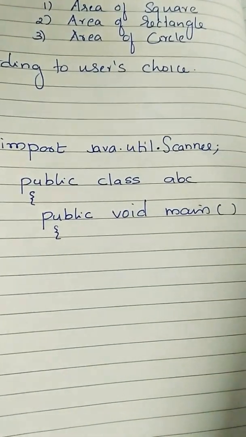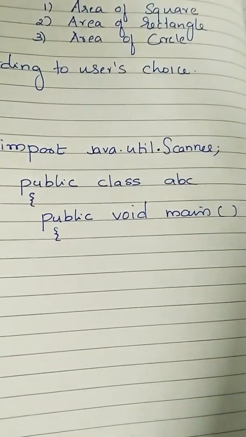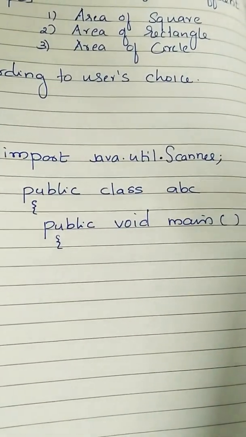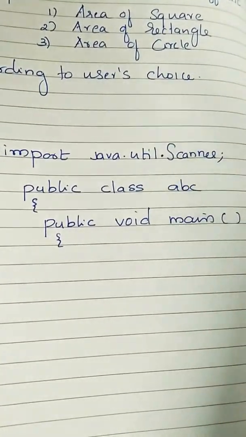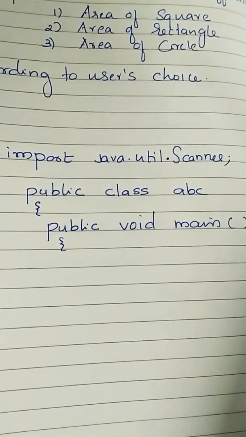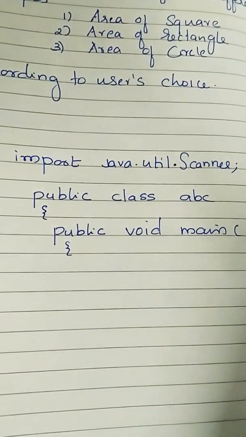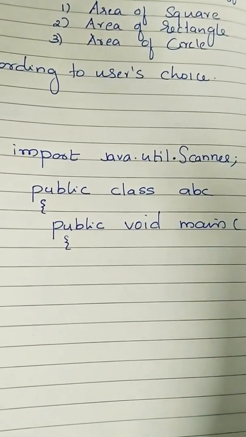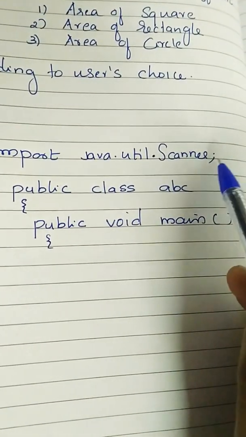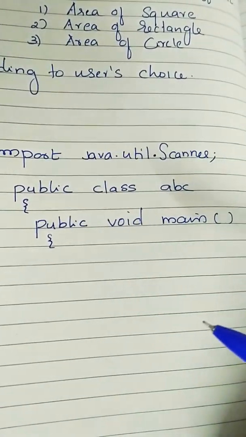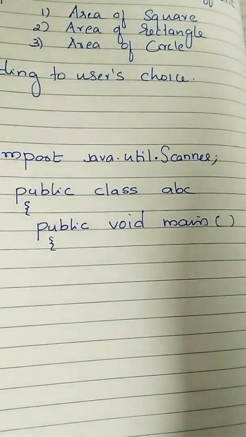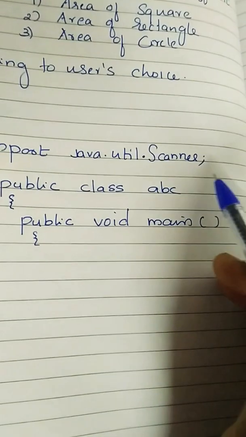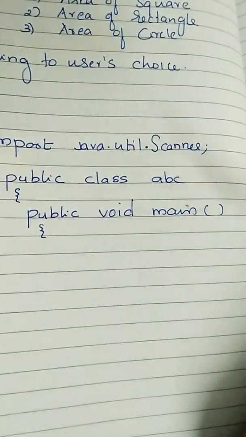Now, one thing very important in Java. In Java, data is hidden. You cannot directly access Java data. So what do we have to do? Only through an object is data accessible. So if you want to use a method of the Scanner class, what do we have to do? We cannot directly access it. So we have to create an object of the Scanner class.